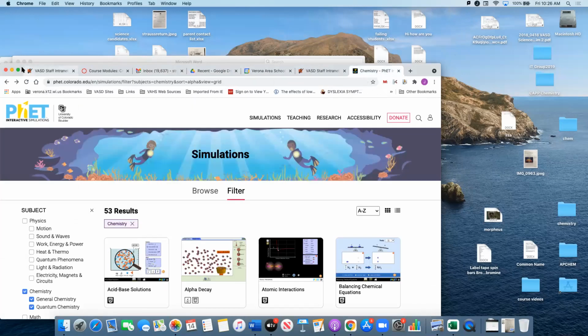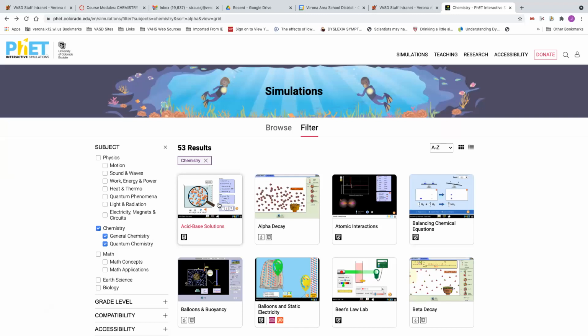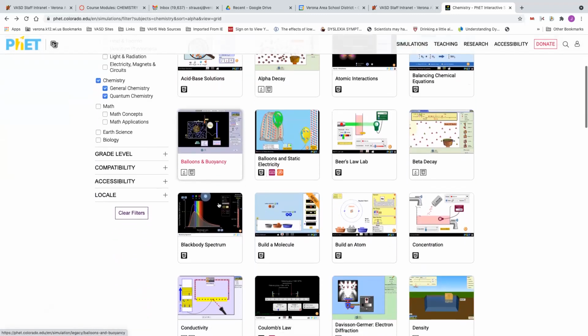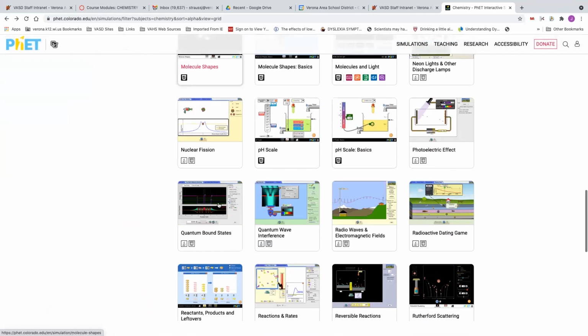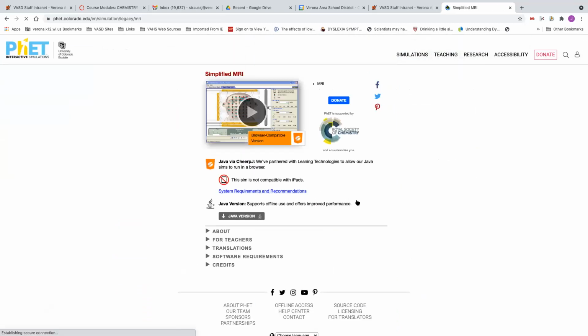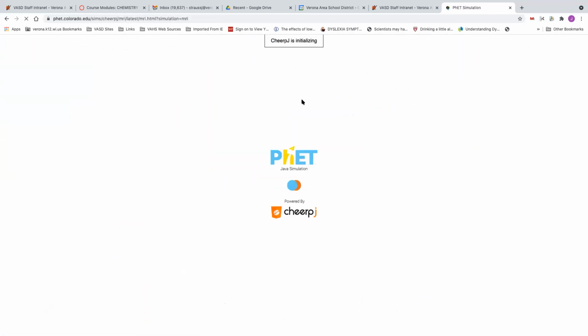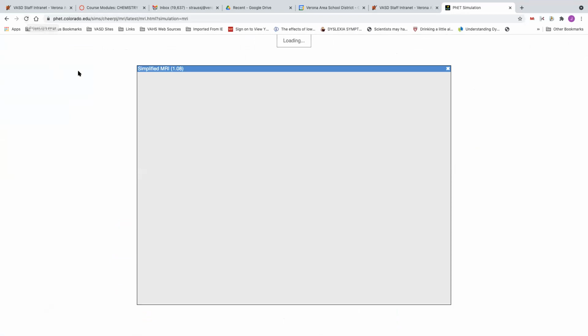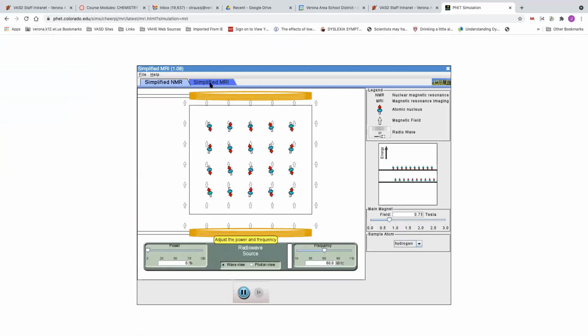So here's, if you go to PhET Colorado, there's tons and tons of cool demos. I know I've showed you this before, but we're going to go to MRI. How many of you have had an MRI before? Only 3 of us? Oh, 4 of us? I go get them just for fun.